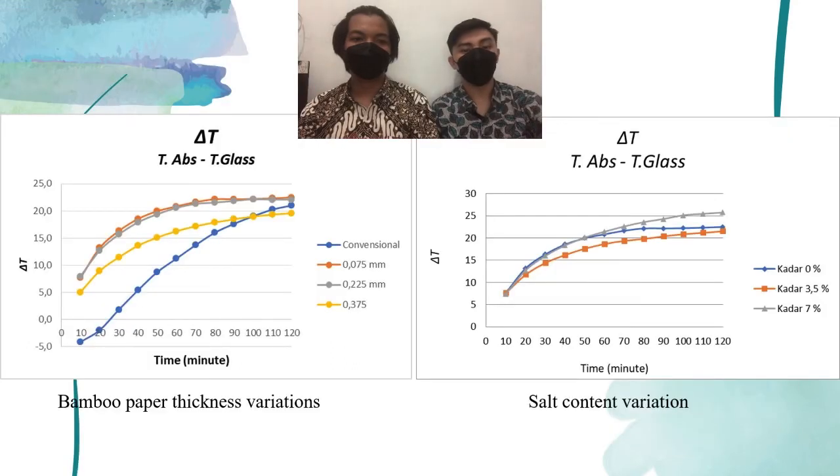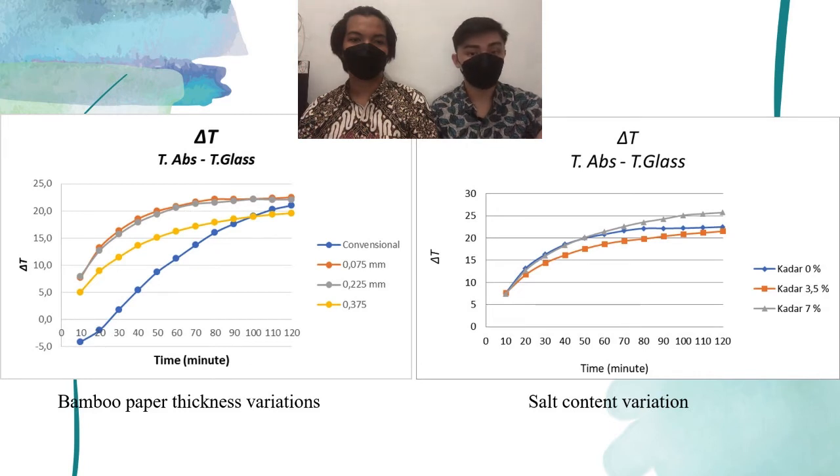The result of delta T for conventional distillation and tub type water distillation with variation in the thickness of bamboo paper. At the beginning, delta T showed a negative value in the conventional distillation, only occurring in the variation in the volume of water of the tub type, 2 liters. Conventional distillation delta T is 0 until 25 minutes, so it is a negative value because it takes more time to heat the water in the absorber bed.